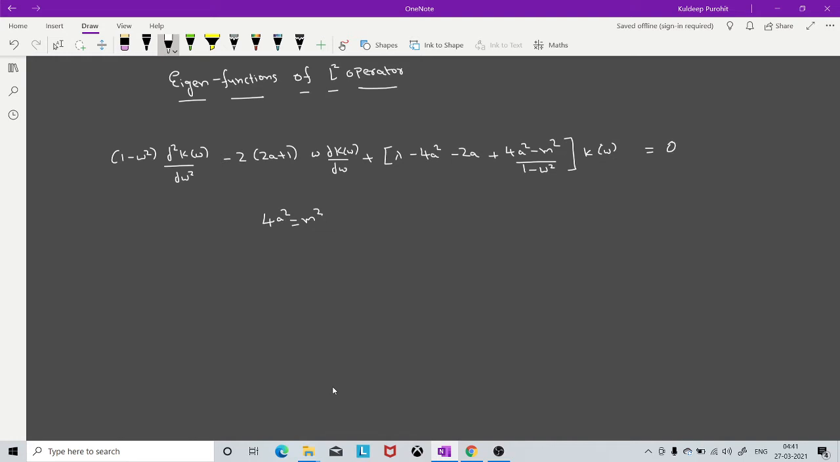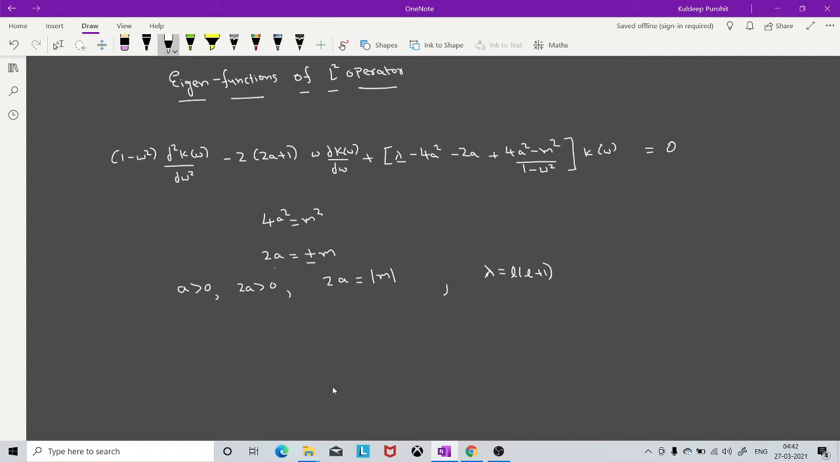So what will happen? Since 4a square is equal to m square, you can write 2a is equal to plus or minus m. But you know that the value of a should always be greater than 0. So if a is greater than 0, then 2a is also greater than 0, so 2a should always be positive. But m can have both positive and negative values, so I will always write 2a is equal to mod of m, so that it will always have a positive value. So this is done. And the other thing is this lambda. We have now found the value of lambda, which is equal to L into L plus 1.